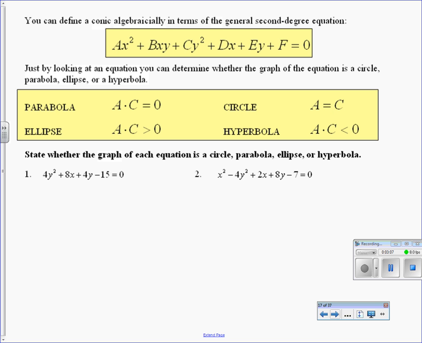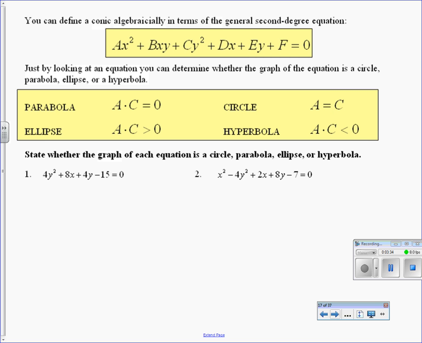So first of all, we can figure out if A times C is equal to 0, that means I'm either missing the x squared or I'm missing the y squared. Somehow when I multiply them, I'm going to get 0. For the circle, that's when my A value and my C value, which are the numbers in front of the x squared and the y squared, are the same number. And if they're the same number, that tells me that my conic is a circle.